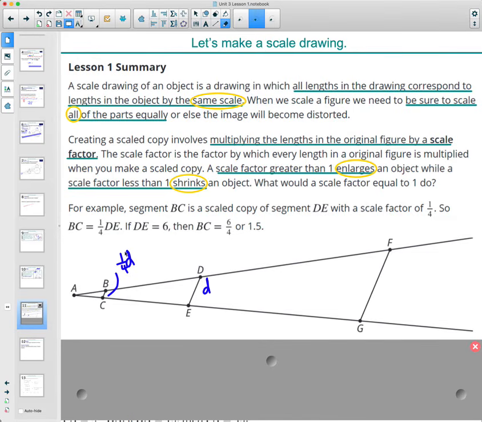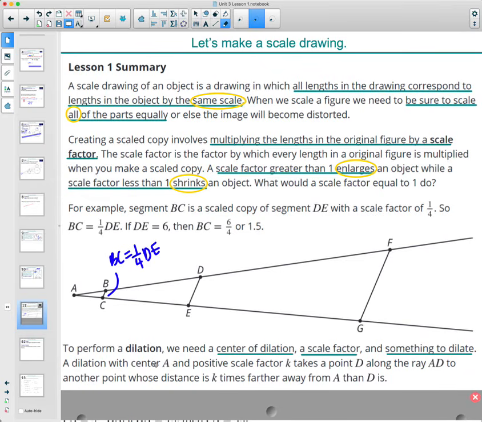So in this case, they're just putting the segment lengths to it. So the length of this is DE. Then BC, this segment, is equal to 1/4 of segment DE, however big it is. So they just give you an example. If DE was 6, then we do 6 times 1/4, which would be 1.5. So this one is getting smaller by a factor of 1/4. You just take the original distance times the scale factor to get the new distance.